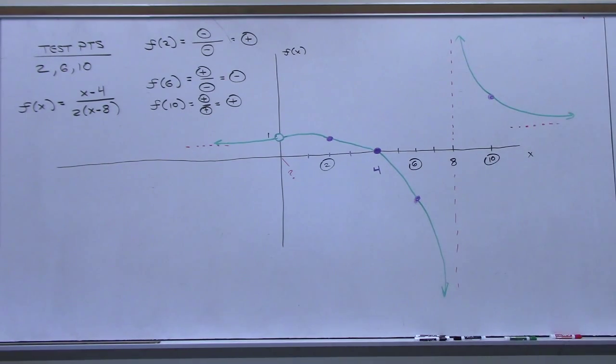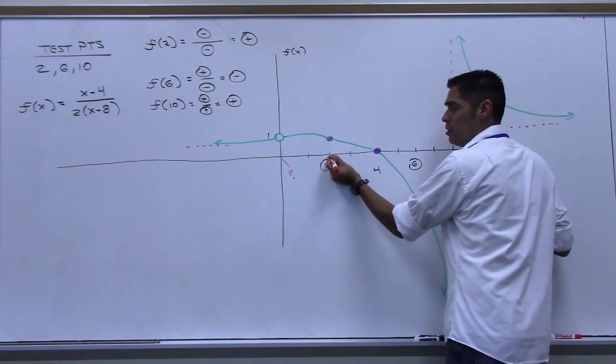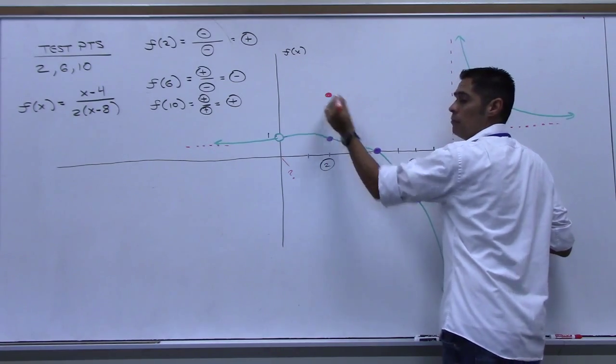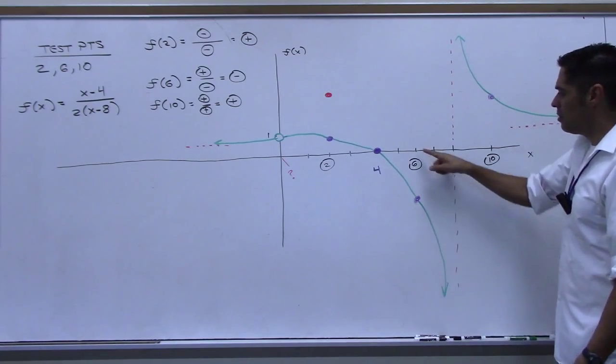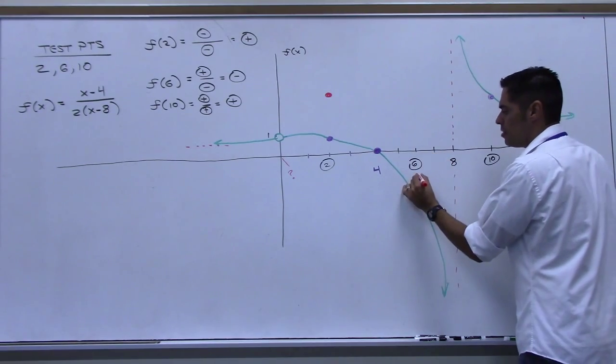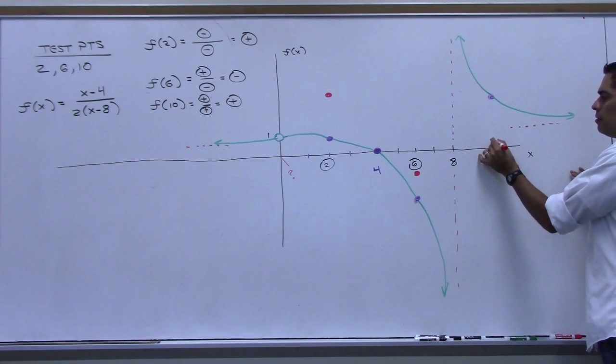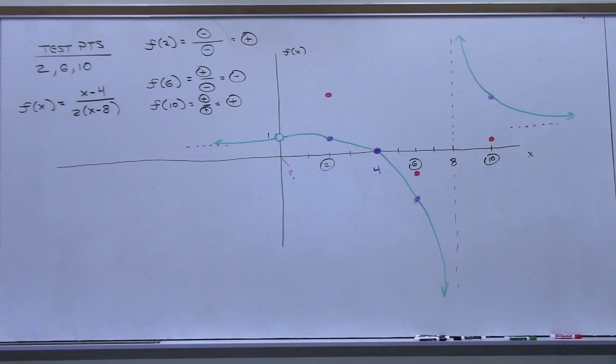Now, someone is going to come in and do something different with their test points and get something that looks a little different. So let me just show you. What if you had tested 2 and got your number and it was positive, but you decided to put it up here, right? And then let's say you tested 6 and you decide to put it here. And let's say you tested 10 and it was positive and you decide to put it here. How would your graph look compared to the green one?